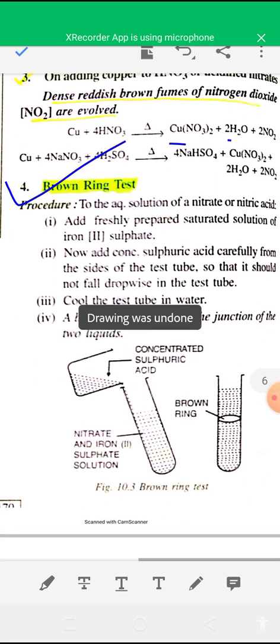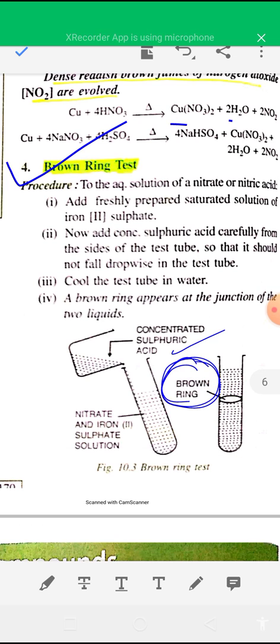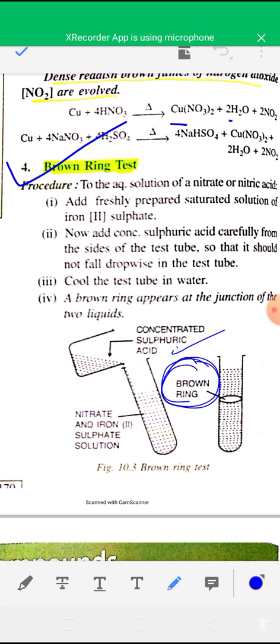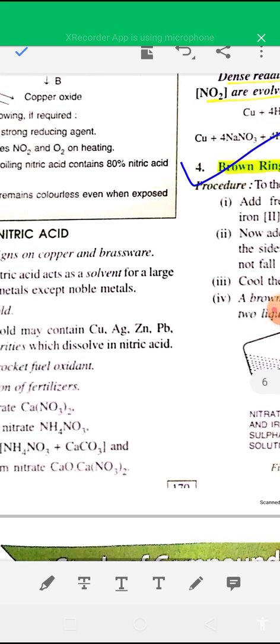When a mixture of ferrous sulfate and concentrated sulfuric acid is added to nitric acid solution, you will get a brown ring formation in the middle of the two solutions. This is the main test for identification of nitric acid, the brown ring test. When a mixture of ferrous sulfate and concentrated sulfuric acid is added into the nitric acid solution or nitrate salt solution, you will get a brown ring formation.